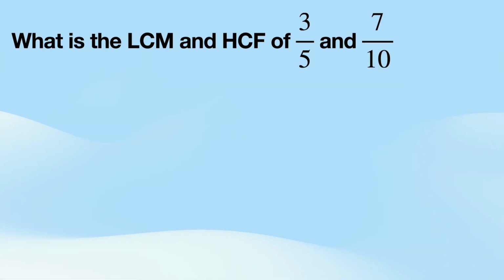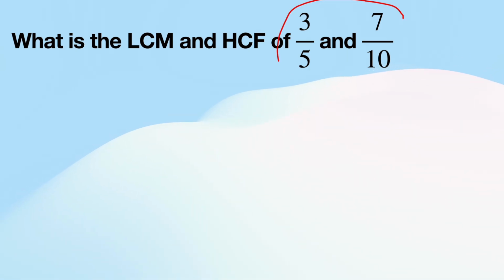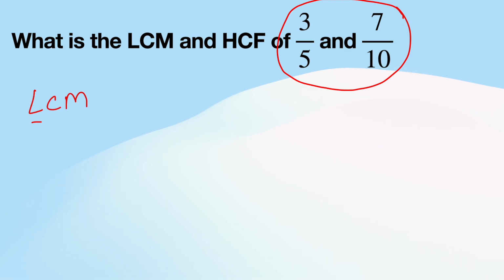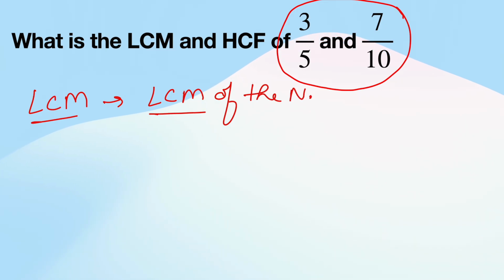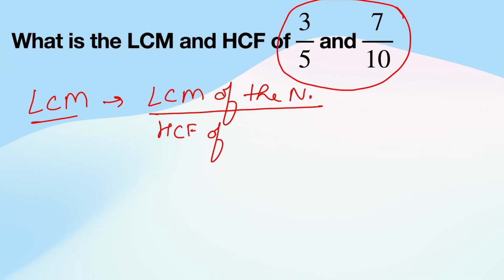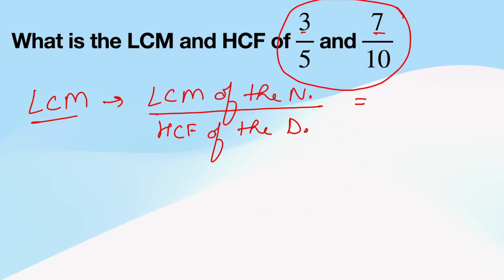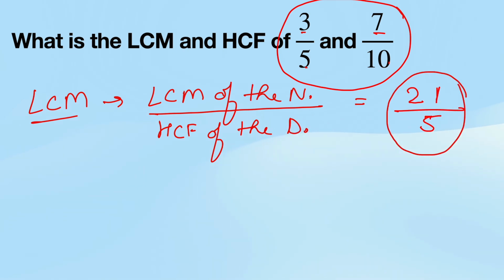Okay, what about the fractions now, or what about the rational numbers now? For the whole numbers, for the integers, we know how to find the LCM. But what if we have fractions? Whenever we have fractions, their LCM will be the LCM of the numerators divided by the HCF of the denominators. Alright. What is the LCM of 3 and 7? The LCM is 21. And the HCF of 5 and 10, what is common? That is 5. So the LCM of these two numbers will be 21 by 5.